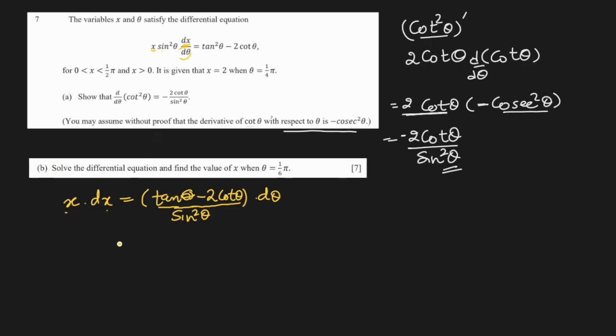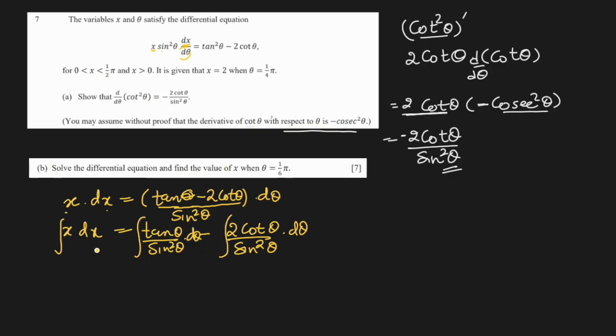So now x is with dx and theta is with d theta. Let's write x dx again and separate them here: tan square theta divided by sine square theta minus 2 cot theta over sine square theta, d theta. So we'll have to integrate both sides. Integration of x with respect to x is x square over 2, and tan, I forgot the square here, it's tan square theta, not tan theta.